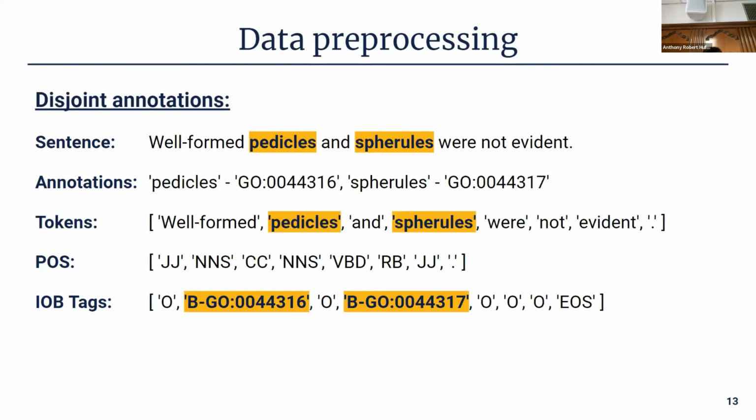But in this kind of case where there are actual ontology terms, then we again split the sentence into tokens, and for each of the tokens we map each of the tokens with a GO term. So here pedicles would be associated with B-GO 44316 and so on.